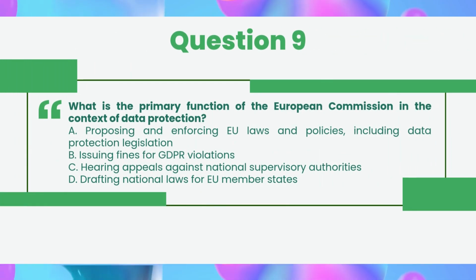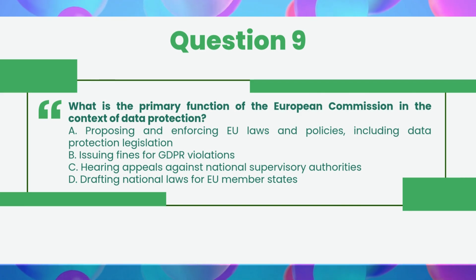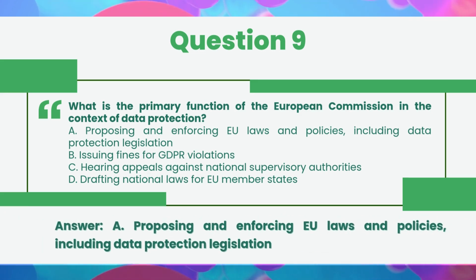Question 9. What is the primary function of the European Commission in the context of data protection? A. Proposing and enforcing EU laws and policies, including data protection legislation. B. Issuing fines for GDPR violations. C. Hearing appeals against national supervisory authorities. D. Drafting national laws for EU member states. The answer is A. Proposing and enforcing EU laws and policies, including data protection legislation. This is because the European Commission is responsible for proposing new legislation, enforcing EU laws, and ensuring compliance with data protection standards across member states.